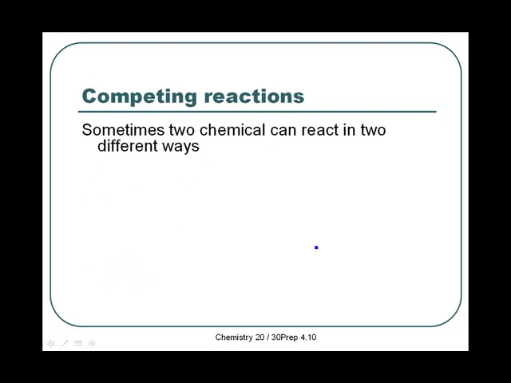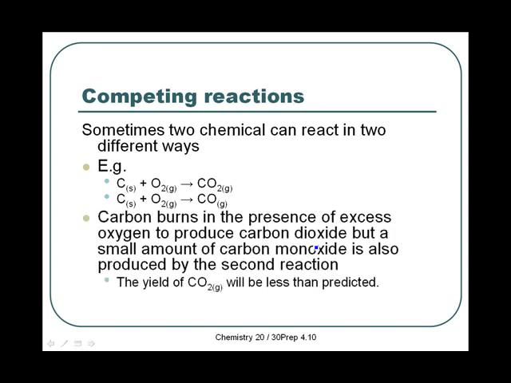So with competing reactions, sometimes two chemicals can react in two different ways. An example would be when we burn carbon, there's two potential products. One is carbon dioxide and one is carbon monoxide. Carbon will burn in the presence of oxygen, and most of it will produce carbon dioxide, but a small amount will form carbon monoxide instead. So some of that carbon is going to be lost.